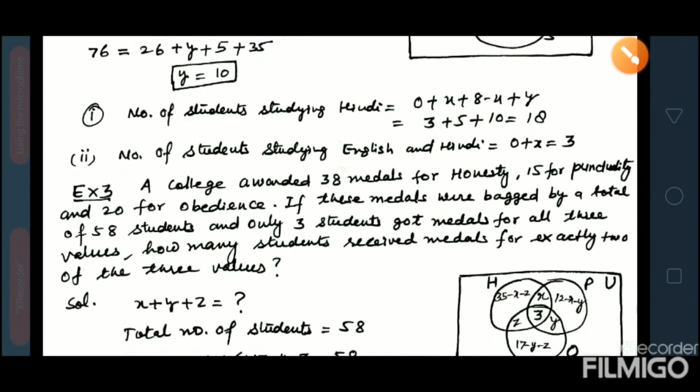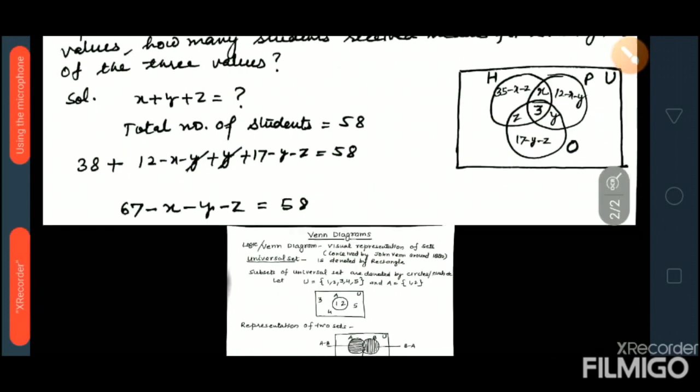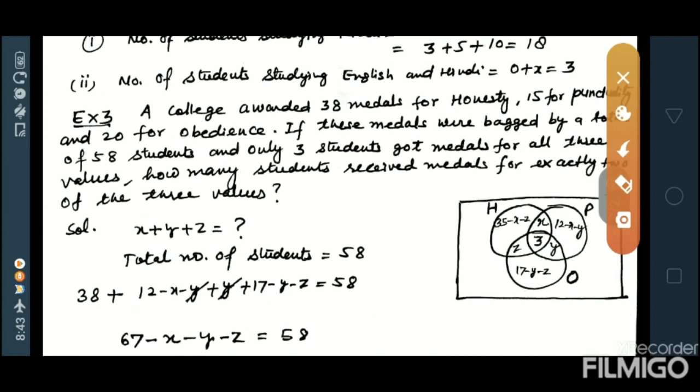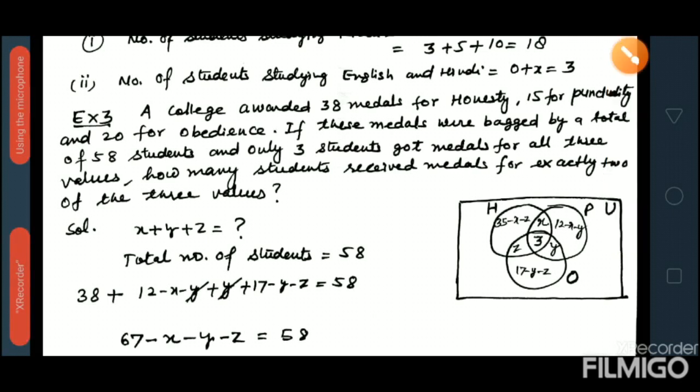Now move to another example, a most important example. A college awarded 38 medals for honesty, 15 for punctuality, 20 for obedience. If these medals were bagged by a total of 58 students and only 3 students got medals for all these values, how many students received medals for exactly 2 of the 3 values?